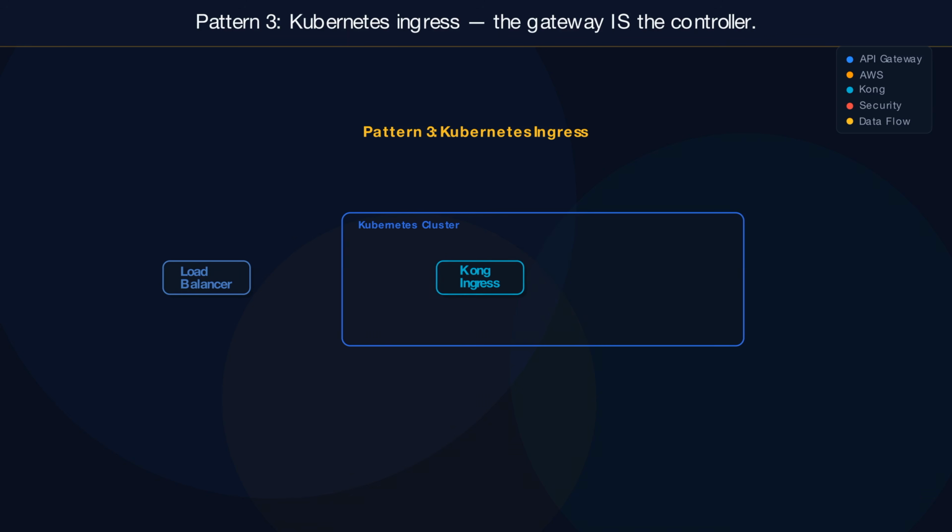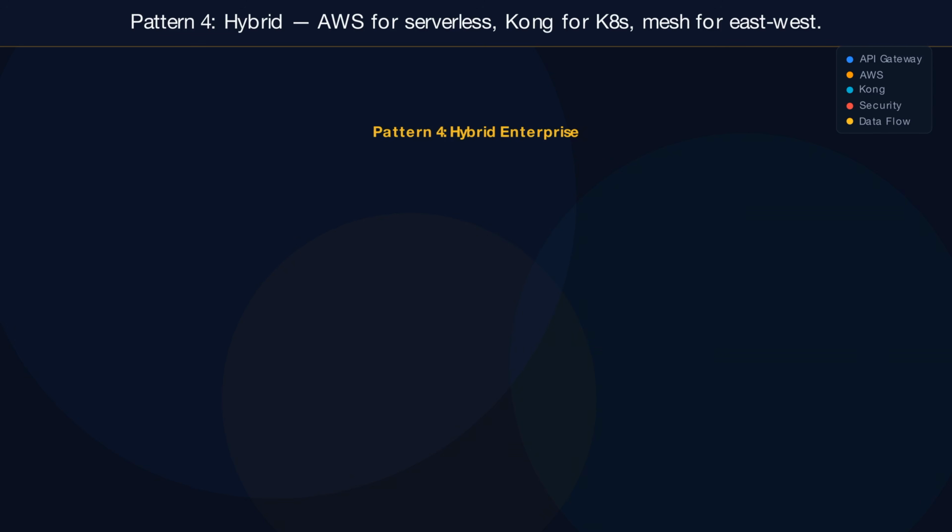Pattern 3. Kubernetes ingress. The gateway acts as the ingress controller, or better yet, implements the new Gateway API specification. External traffic enters through a cloud load balancer, hits the Kong ingress controller, which uses Kubernetes native resources like HTTPRoute to route to pods. This is rapidly becoming the standard for platform engineering teams running microservices at scale.